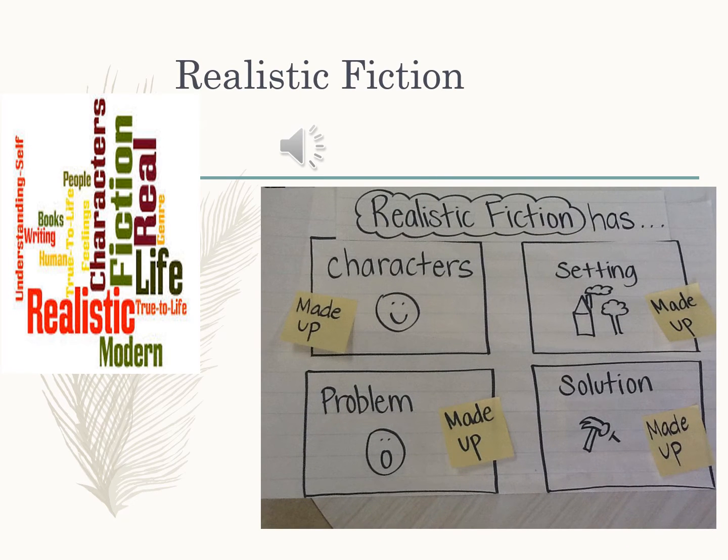In each story, especially realistic fiction, it has characters, setting, problem, and solution. All of these elements are made up. What does made up mean? It means invented by the own author or writer. The characters are made up, the setting is made up, the problem and the solution.